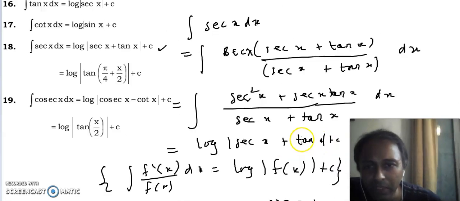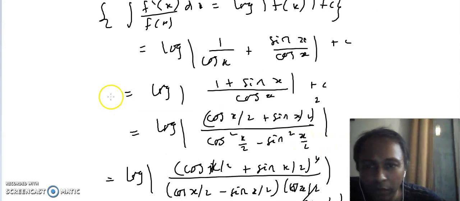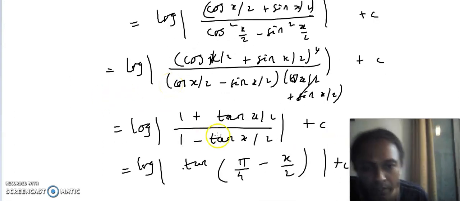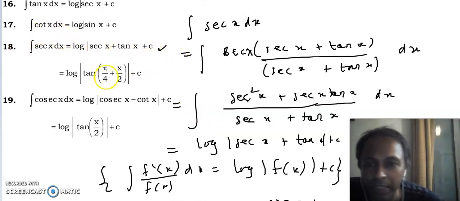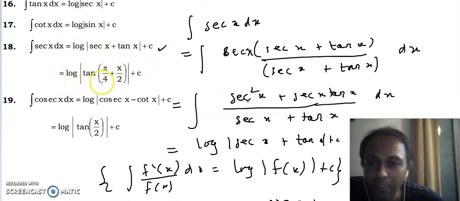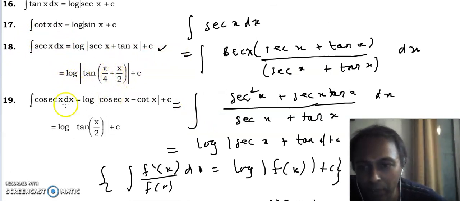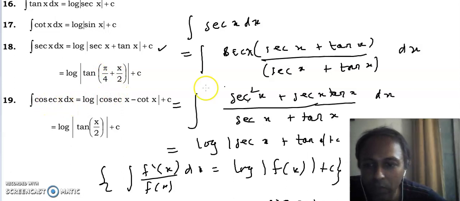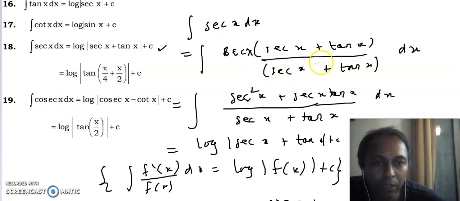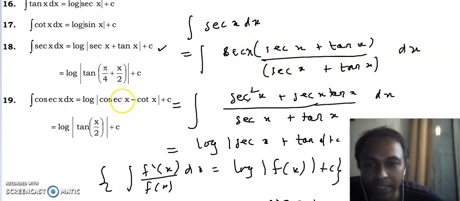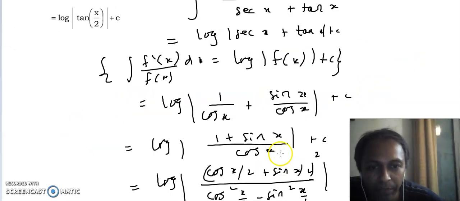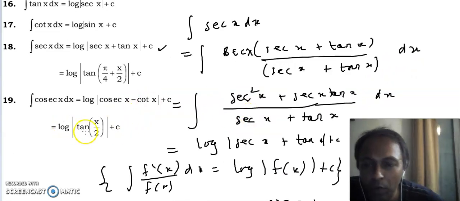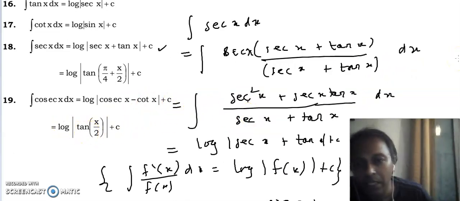Hence, this is positive here, so the plus sign will come in the numerator. So the integral of sec x, log of mod sec x plus tan x, is also expressed as log mod tan pi by 4 plus x by 2. Similarly, for cosec x, students can multiply and divide by cosec x minus cot x to get this answer. And this on simplifying, as we tried doing in this case here, you can get log of mod tan x by 2.